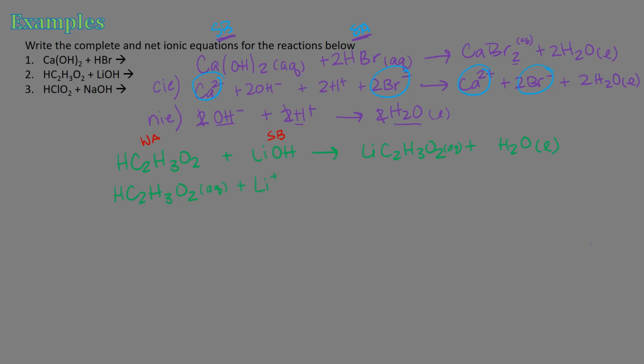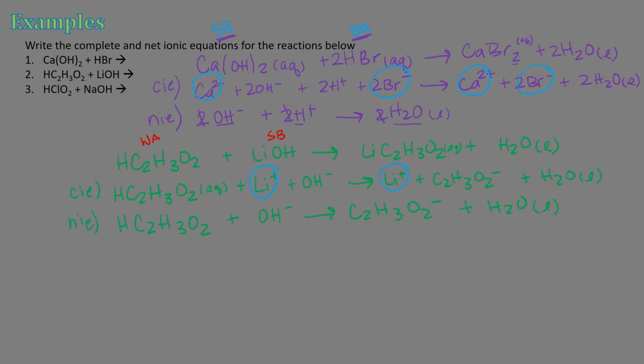And we get lithium ion, hydroxide ion, lithium ion, acetate ion, and we get liquid water. My spectator ions are going to be the lithium ions, so I'm going to get rid of those. And for my net ionic equation, it's going to be HC2H3O2 plus hydroxide, just get rid of those spectator ions. And remember, this is called the complete ionic equation.